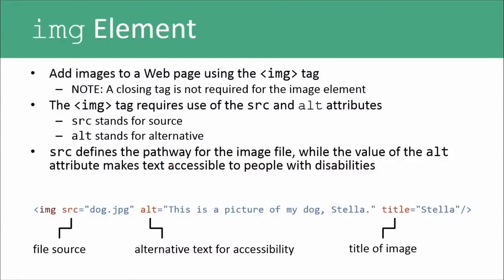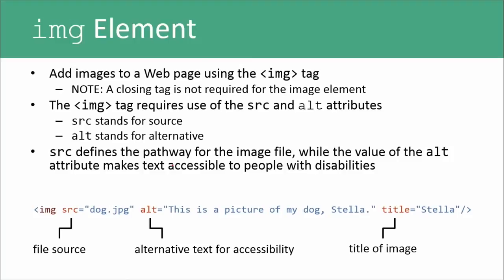All right, so let's talk about how to embed images into our web pages. We use the image tag. It's just IMG surrounded by our brackets. The image tag does require a source and an alt attribute. The source attribute is going to tell us where the file is located, and then the alt attribute is going to provide us with some alternative text for accessibility.